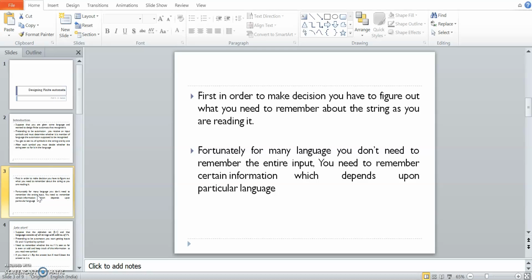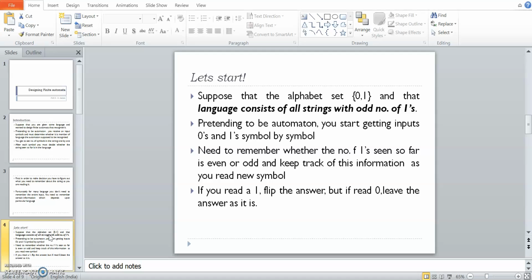So how to do that? First, in order to make the decision, you have to figure out what you need to remember about the string as you are reading it. We have to think about which important parameters need to be remembered, because we are using finite automata, which don't have much memory. It is finite, right? Fortunately, for many languages you don't need to remember the entire input. You need to remember certain information which depends upon the particular language. That means it differs from language to language.